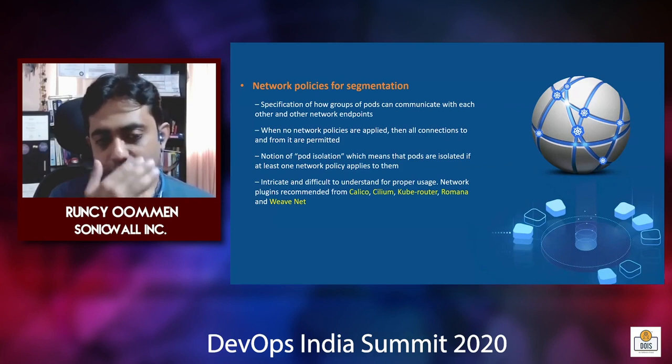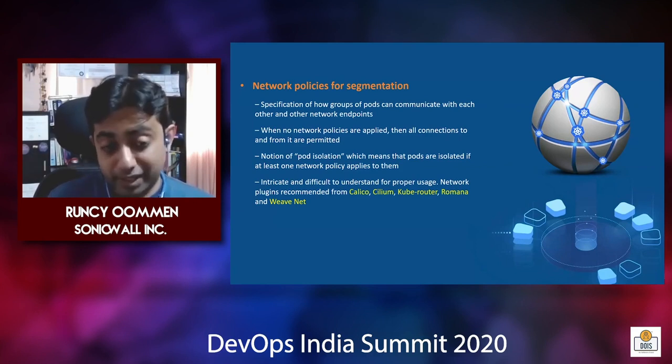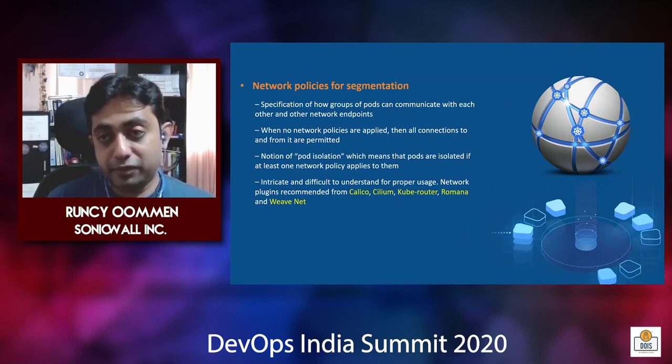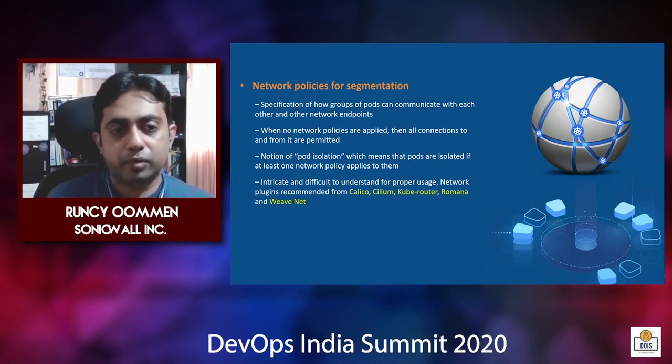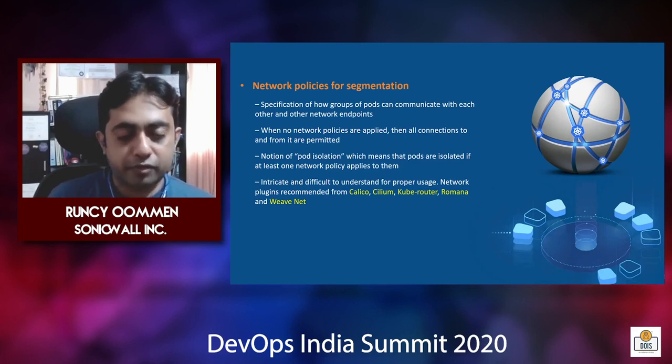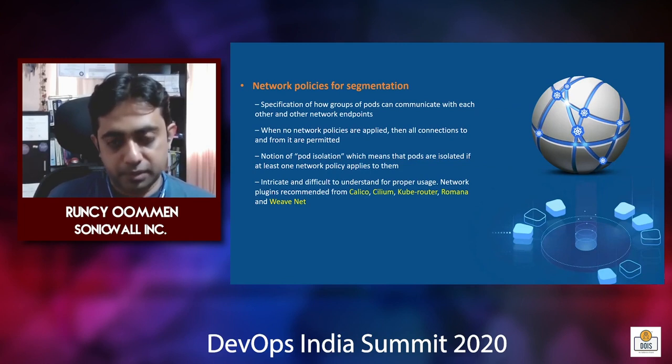That's the reason why I've mentioned some network plugins. Definitely check out Calico, Romana, and WeaveNet. I personally have worked with them. I'm not sure about Cilium and Kube-router, but do check them out, and it would help you grasp the understanding of network isolation much more easily by using these network plugins.